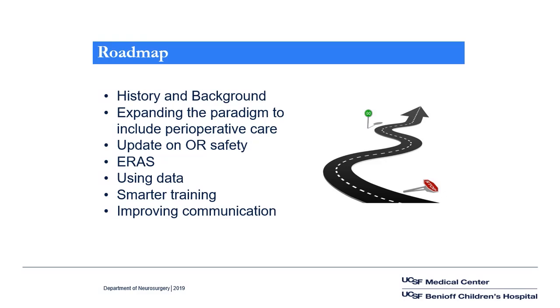The topics we will be discussing are the history and background of patient safety in neurosurgery, how the current paradigm for patient safety should be expanded to include perioperative care, new updates in the field of OR safety, the use of enhanced recovery after surgery pathways, how data and training can be used to improve safety, and the importance of improving communication for patient safety.